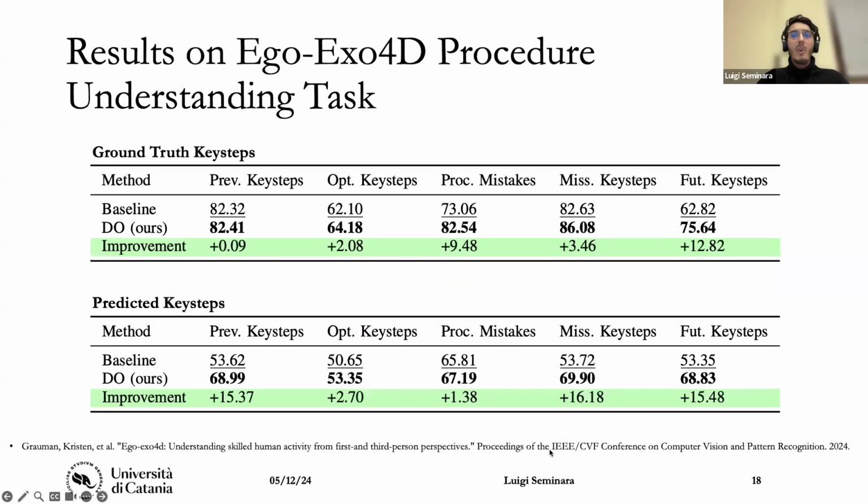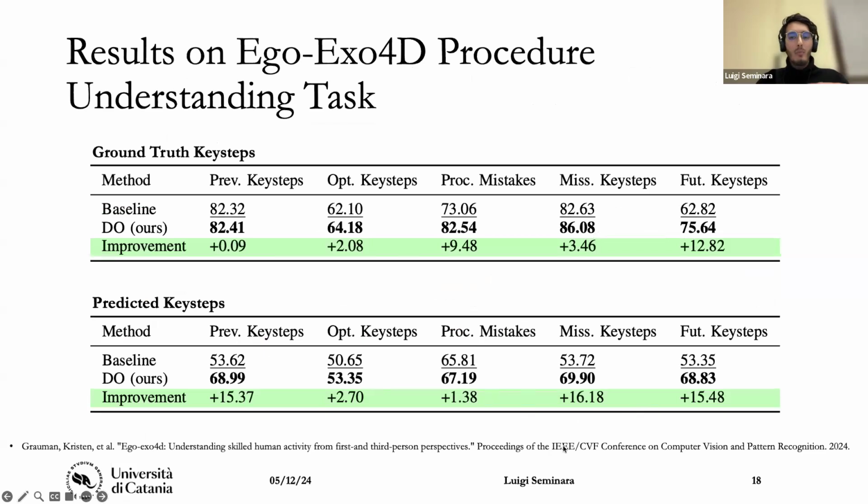The Ego4D benchmark represents a natural choice for evaluating our graph generation algorithm. To assess its performance, we conducted experiments using both ground truth annotations and predicted key steps. These results validate the effectiveness of our approach in generating reliable task graphs using ground truth key steps, while also demonstrating strong performance even when key step predictions are noisy.